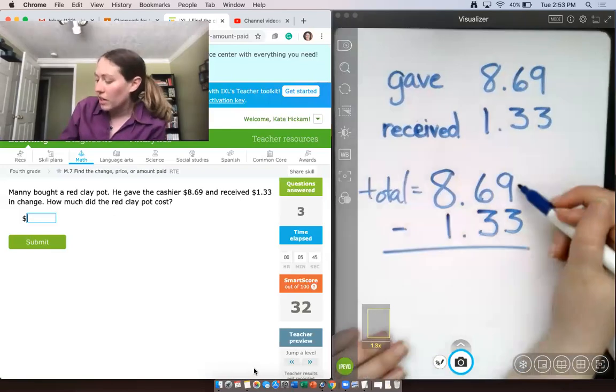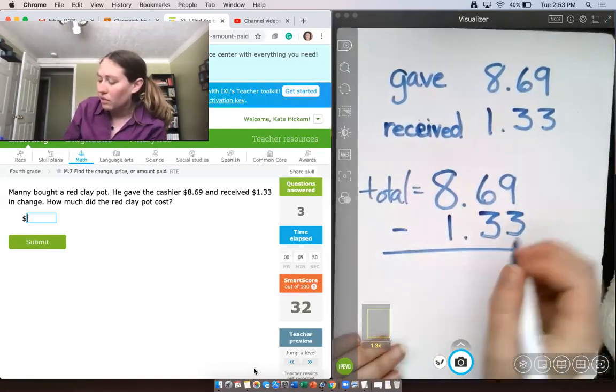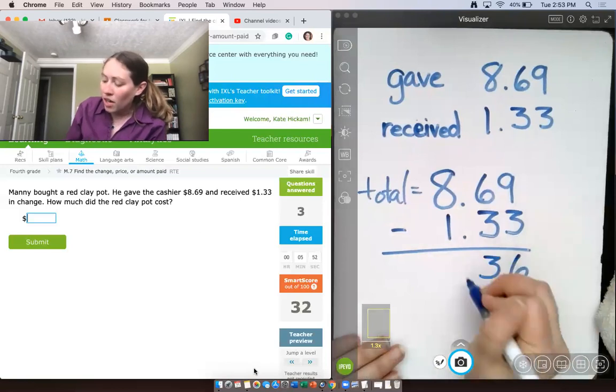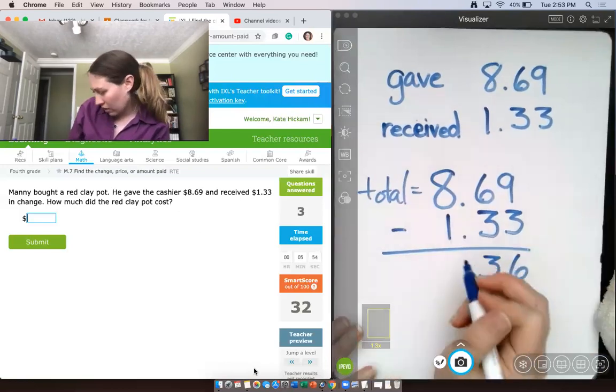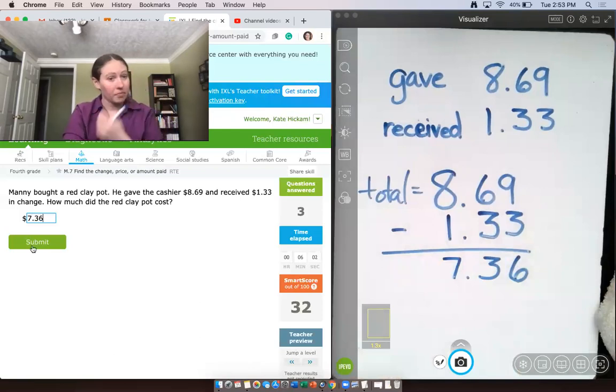9 take away 3 equals 6, write the 6. 6 take away 3 equals 3, write the 3. Bring down the decimal. 8 take away 1 equals 7, write the 7. $7.36. Sweet.